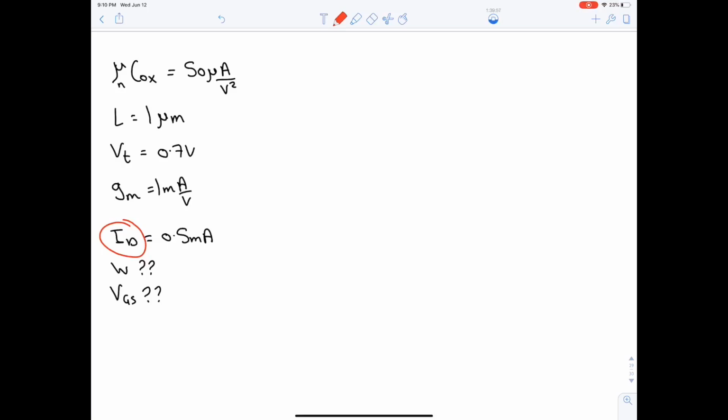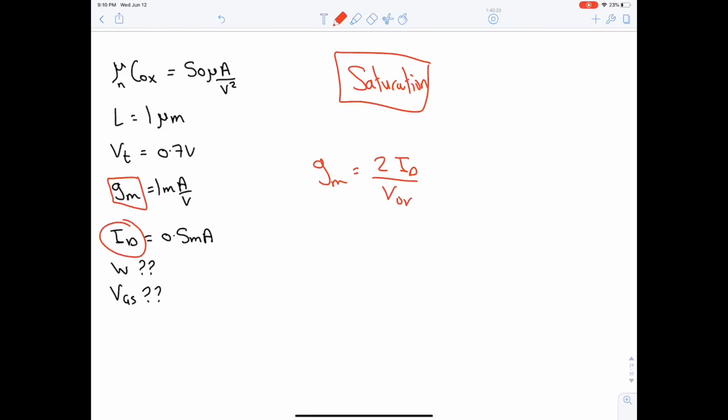Well, if you notice here that we have a gm, where does gm exist? It exists in amplifiers, and amplifiers are always in saturation. So this will give you a hint. We are always in saturation in amplifiers. Okay, and we knew that we are an amplifier because of the existence of the gm. Okay, so now gm is equal to 2ID over VOV, correct? gm is 1 milli, 2ID is 0.5 milli over VOV. So VOV is equal to 1 volt.